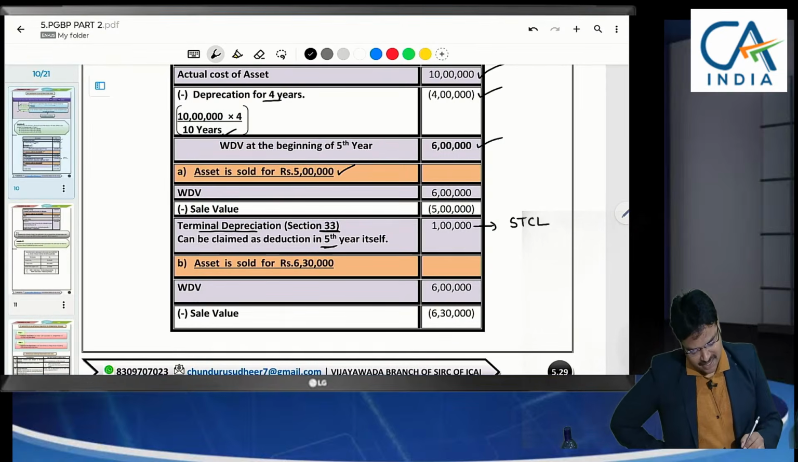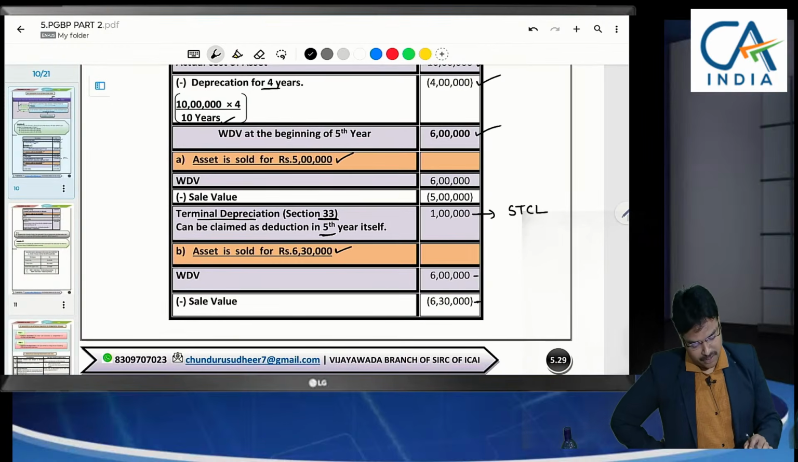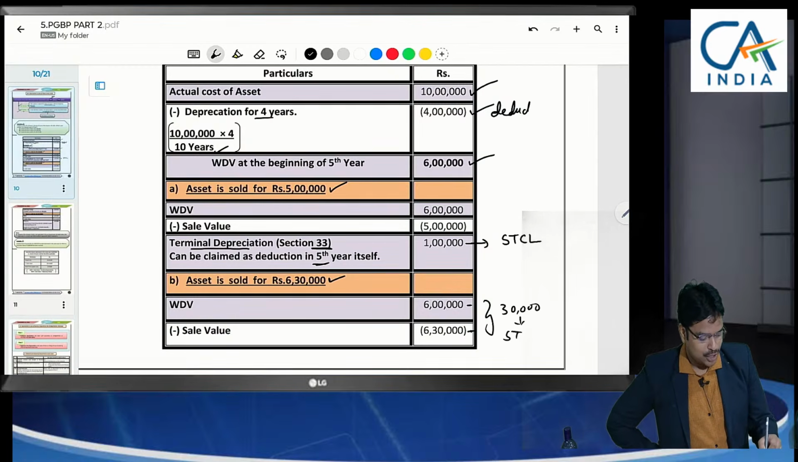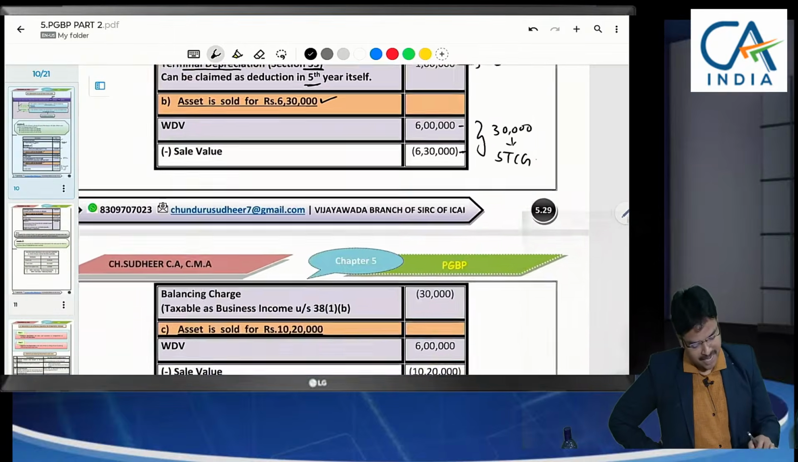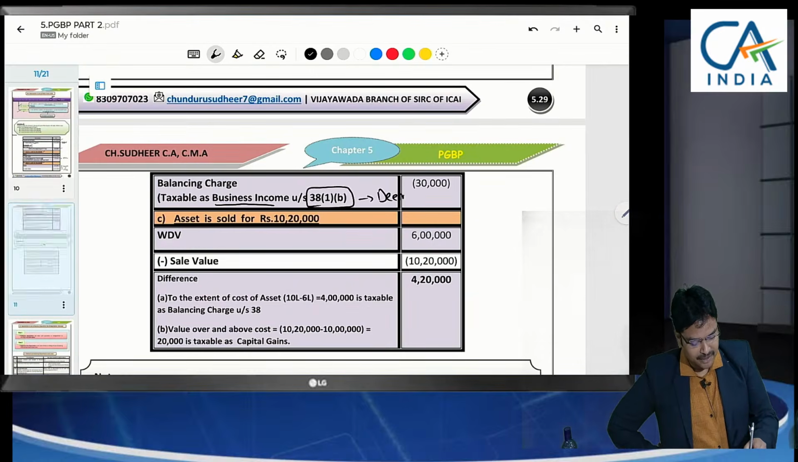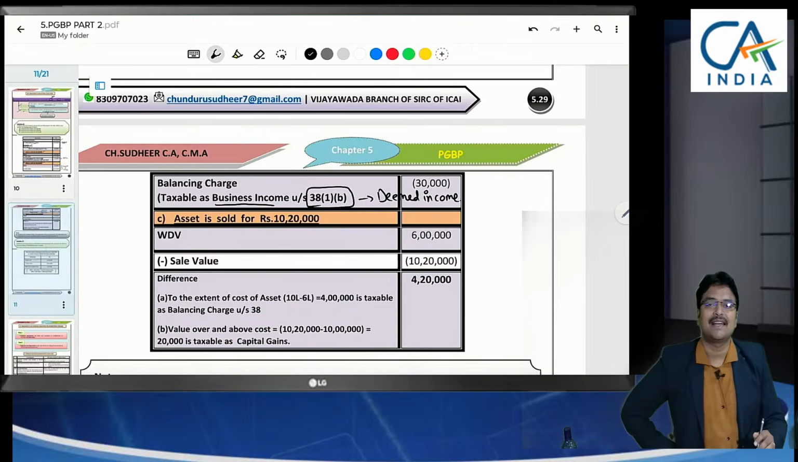What happens if the asset is sold for 6,30,000? Then in this case, WDV 6 lakhs minus sale value 6,30,000. Since you have claimed this as deduction in business, usually in block of assets method we will say this 30,000 is short term capital gain, but here this 30,000 will be treated as business income only, deemed income, section 38. This will be treated as deemed income.